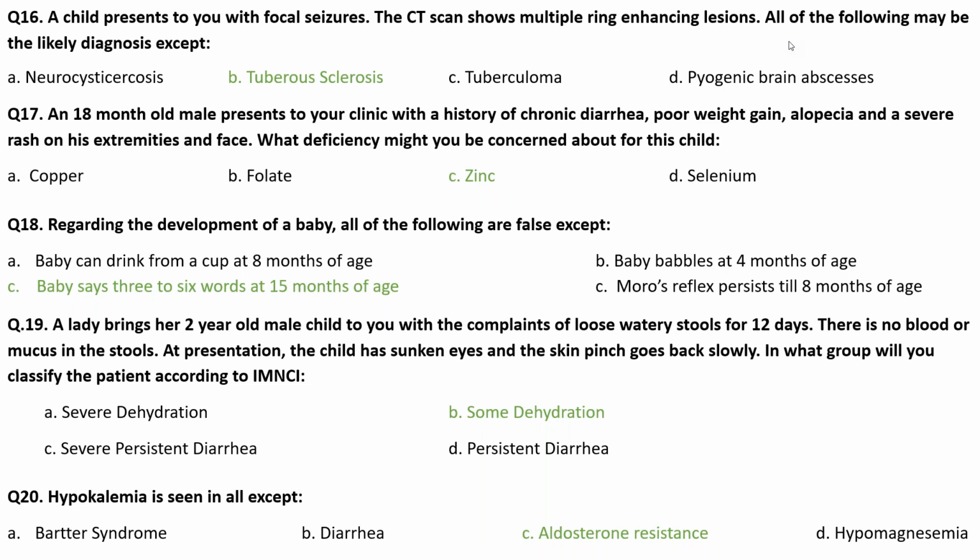New IAP guidelines are on their website. All of you focus more on immunization, recent trends, COVID, then anthropometry and nutrition. Focus more on these things.